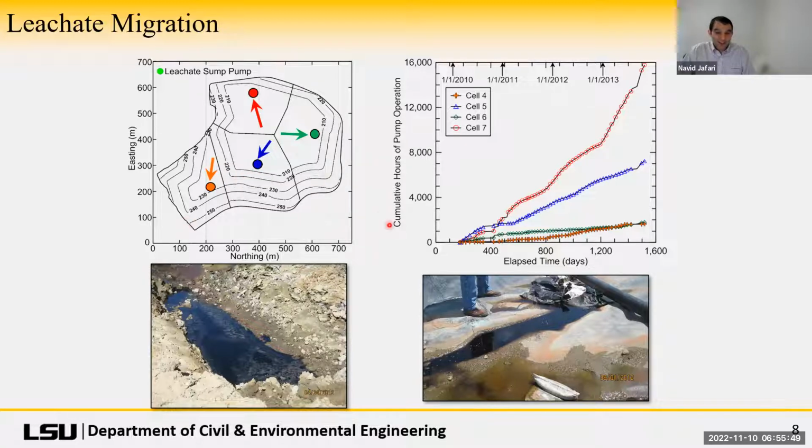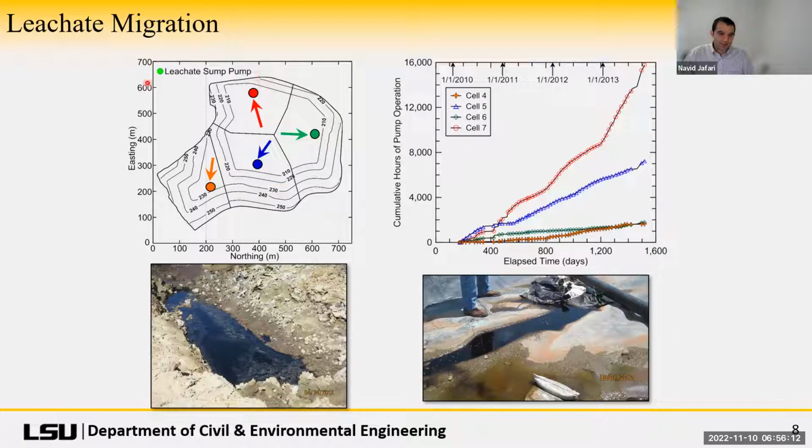So what we're going to use is the cumulative hours of operation for the pumps. And what we'll look at is the orange dot first, and we'll see that they really didn't use it too much at cell 4, and they really didn't use it too much at cell 6, which is the green. So those are comparatively less used. And that will make a lot of sense when we show some of the next slides.